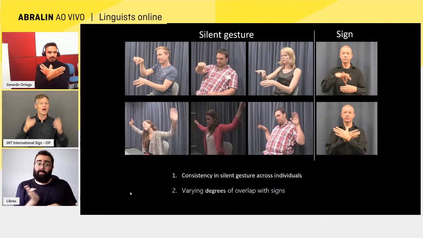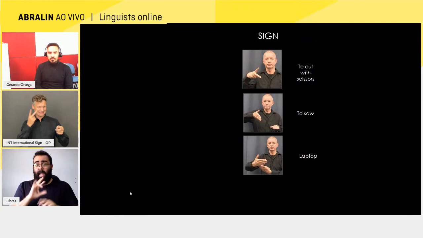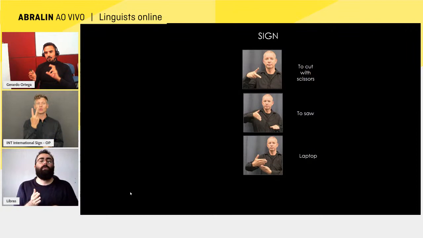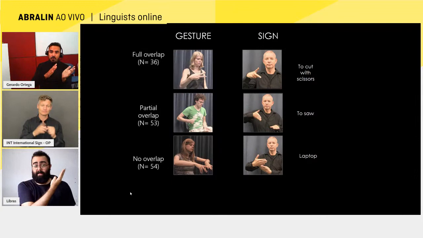So the key question here is whether these similarities with gestures are used to access the meaning of signs at first exposure. In this experiment, we recruited a different group of hearing people with no knowledge of any sign language, and we showed them signs that overlapped to different degrees with their gestures. So we had basically three conditions. In the top row, we showed them signs with what we call full overlap, because the form of the gesture and the sign overlap completely. So the features were the same.